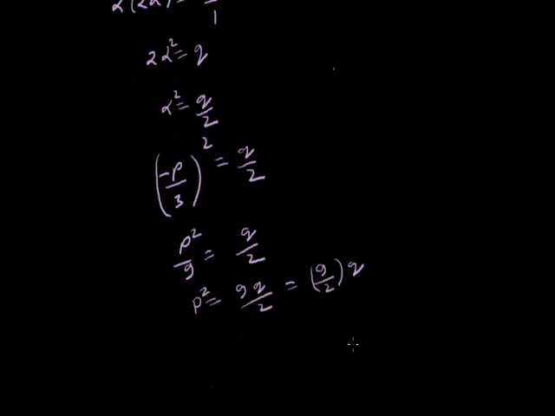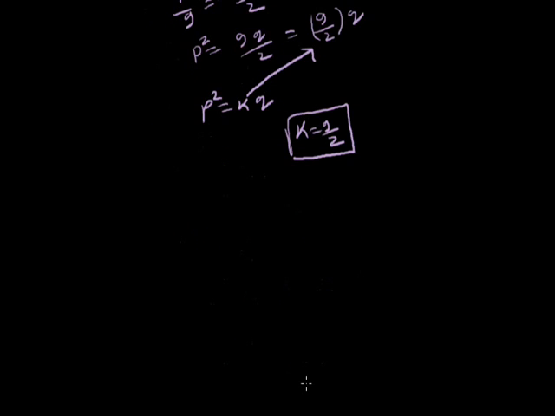But in the question it is given that p square is equal to k times q. So if I compare these two, I can say that the value of k is 9 by 2. The value of k is 9 by 2. So this is our answer. Now we move to the next question.